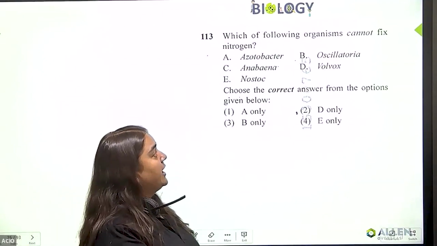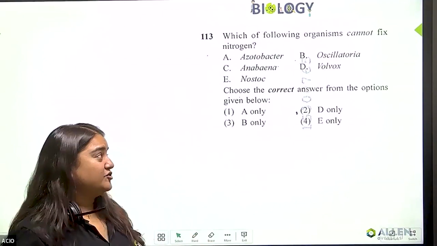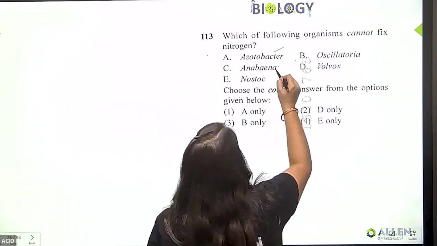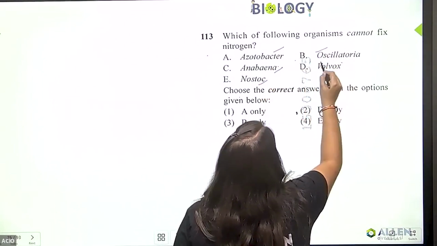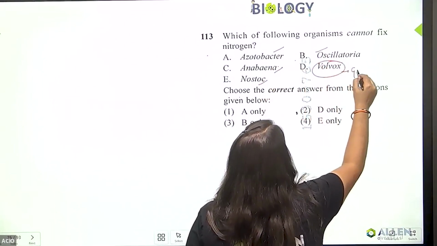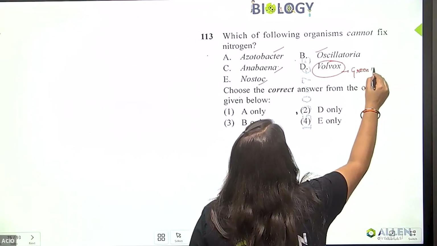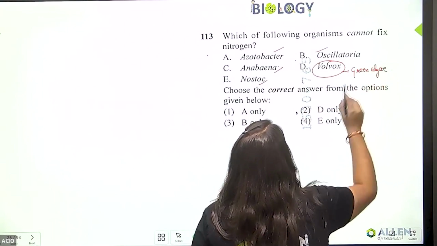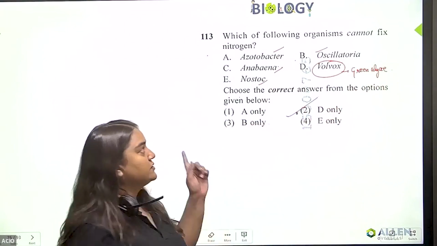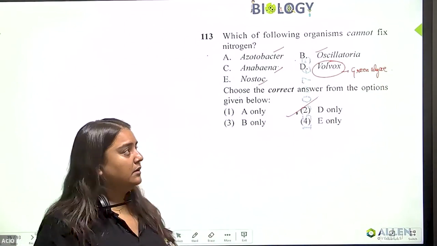113. Which of the following organisms cannot fix nitrogen? See, prokaryote, prokaryote, prokaryote, prokaryote. This is your green alga, which is your eukaryote. And Volvox cannot fix nitrogen. So the answer is only D. Rest all can fix nitrogen.